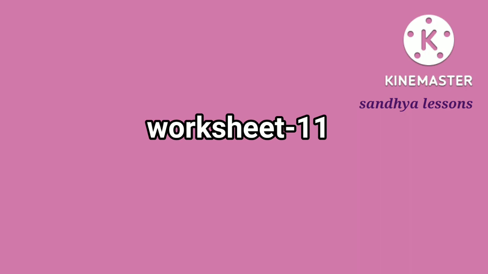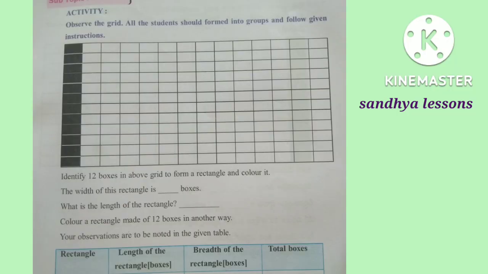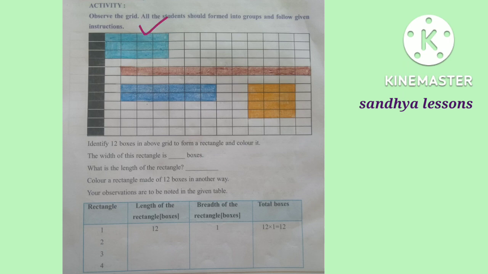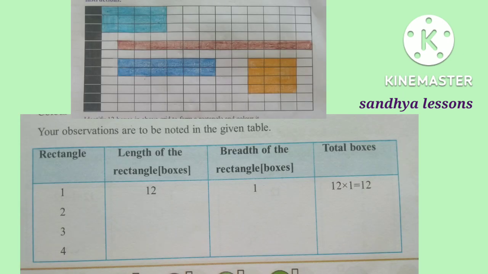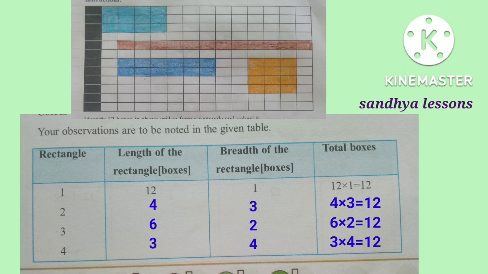Worksheet 11. Observe the grid. All the students should form into groups and follow the given instructions. Identify 12 boxes in the above grid to form a rectangle and color it. The width of this rectangle is 3 boxes. What is the length of the rectangle? 4. Color the rectangle made of 12 boxes in another way. Your observations are to be noted in the given table.